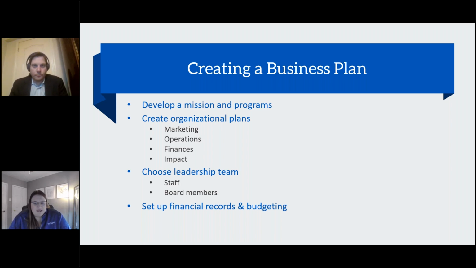And one thing I will say, it's very important to understand the technical skills that are required of all those individuals. When we're looking at board members, there are obviously various things that would benefit. So an accountant, a lawyer, those types of relationships that you should be considering when you're developing that board to ensure that you have all the help that you need. And then last but not least, setting up the financial records and the budgeting is a really important part of the beginning portion of your organization.